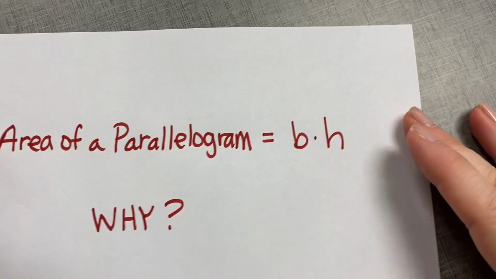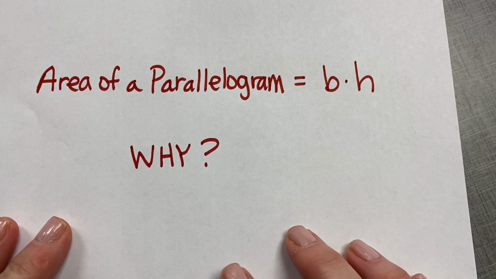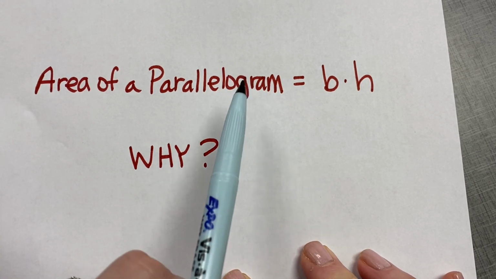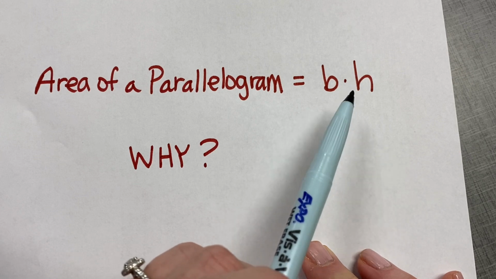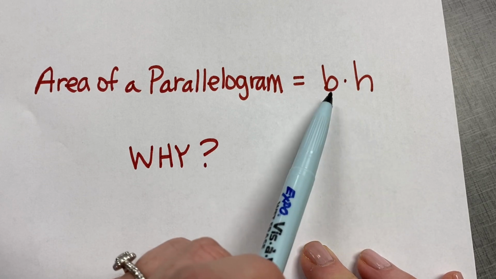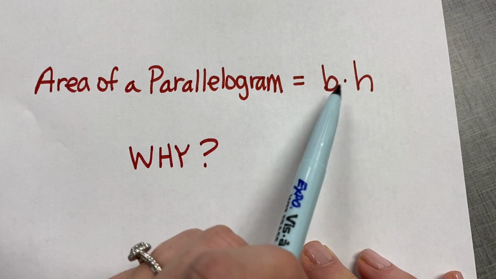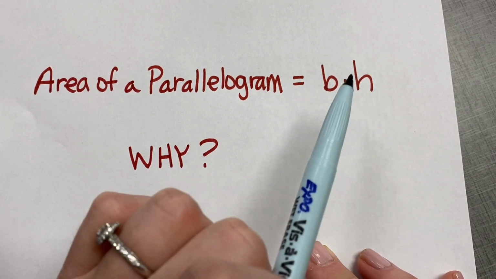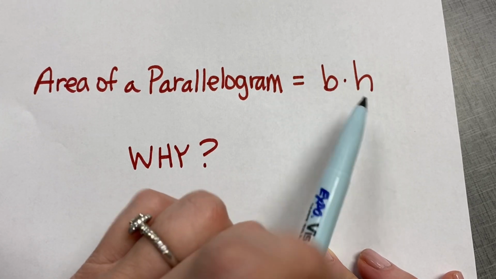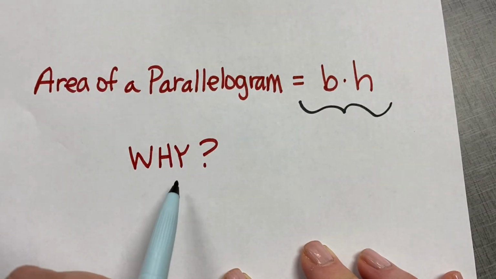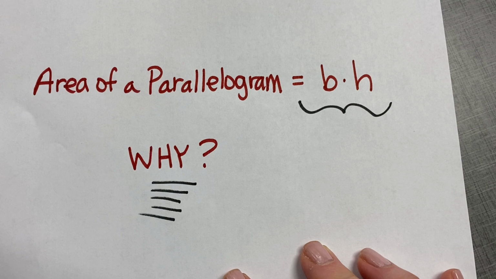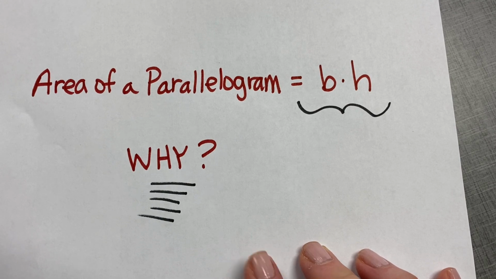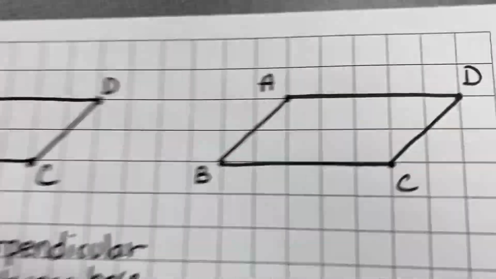What is, ta-da, the area of a parallelogram? Well, guess what? The area of a parallelogram is the same formula as the area of a rectangle. Base times height. Remember length times width, but we're going to call it base times height today. What? The question is why? So next we're going to look at why that is true. So let's take a look at my next slide.